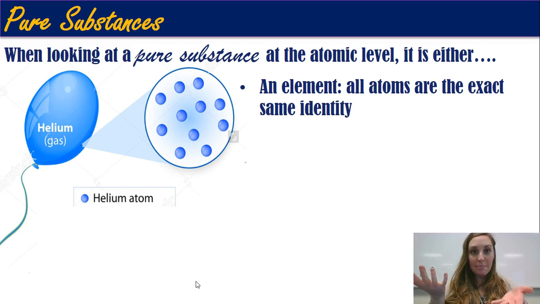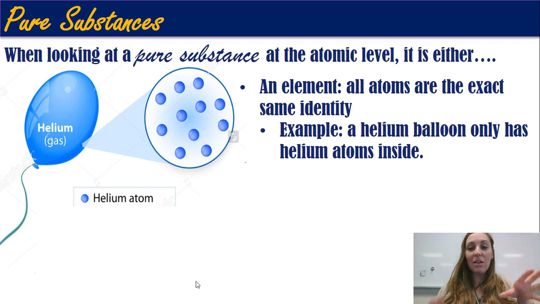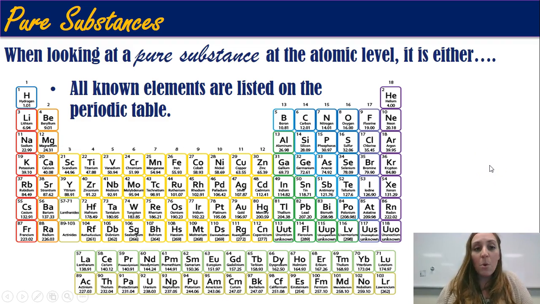If you have a helium balloon, pure helium, then inside that balloon, every single atom is going to be a helium atom. And that's what makes it an element, is that all the atoms are exactly the same. And that's what makes it pure, there's nothing different. And as we saw before, all known elements are listed on the periodic table.